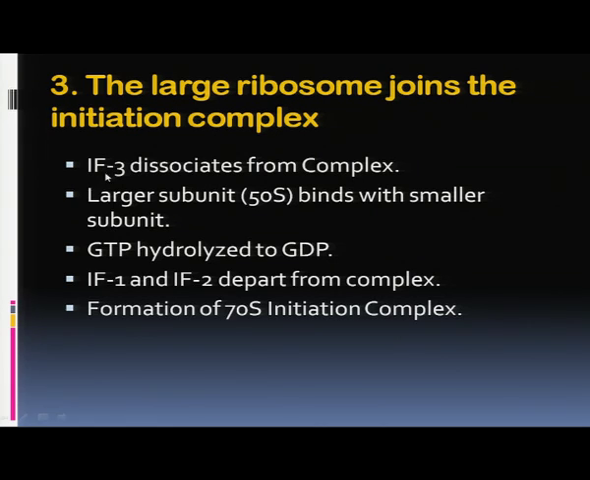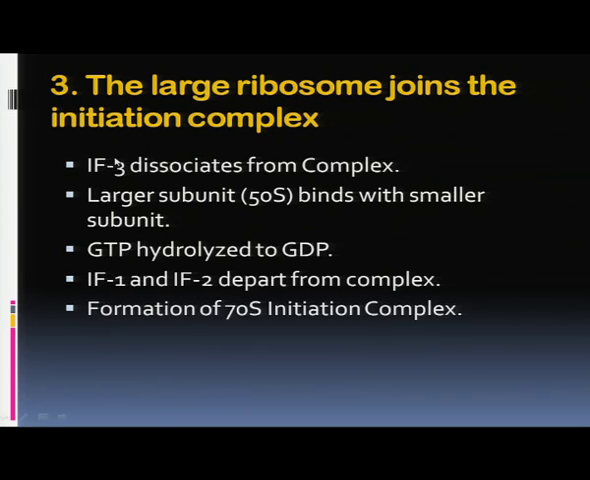So, if IF3 remains in the complex, there will not be association of the smaller subunit with the larger subunit. For the association of the larger subunit with the smaller subunit, the IF3 factor has to be released. So this IF3, that is initiation factor 3, will dissociate from the complex. The larger subunit, that is 50S, binds with the smaller subunit. This requires energy, and energy is given by the GTP molecule. This GTP molecule is hydrolyzed to form GDP and gives the energy.